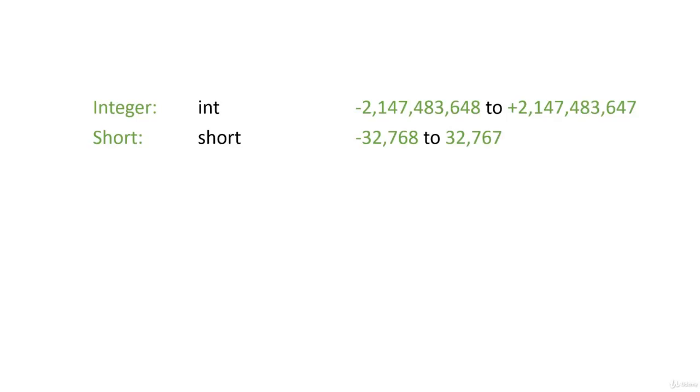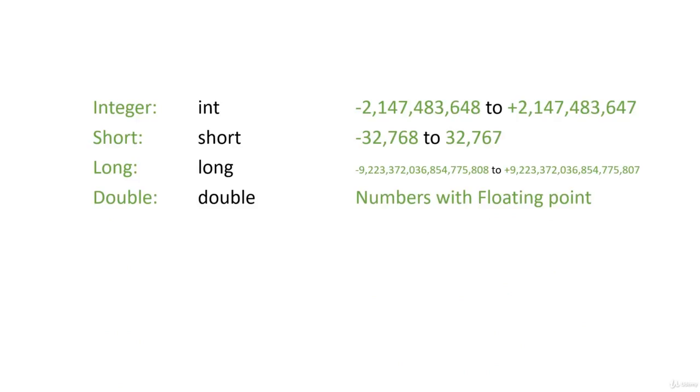If you want to store really big numbers, you can use the long data type. This allows you to store numbers that have 18 zeros, and that's a lot. If you need to store decimal numbers, you can use the double data type. Here you can store numbers like 10.8 or -3.